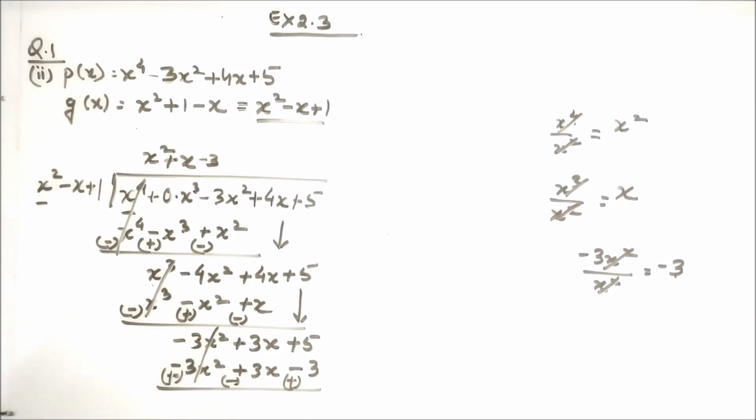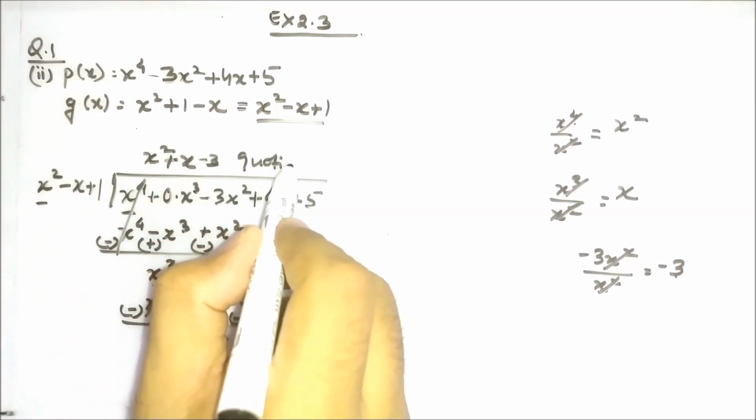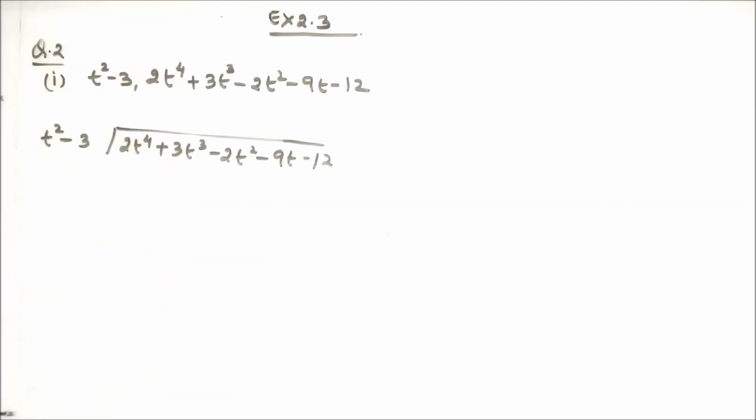So this will get cancelled. This will also get cancelled, and here we will get the remainder as 8. Again here the degree is 2 and here the degree is 0. That's why we need to stop it here. So you will get this as the remainder and this as the quotient. This was the solution of the second part. I hope you understood this. Now the third part you will solve, and if you have any doubt, please comment down below. I will solve it for you.